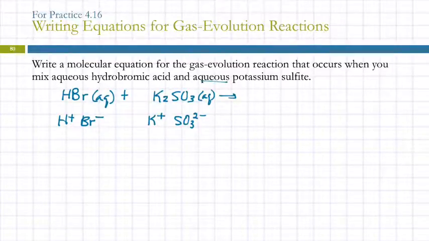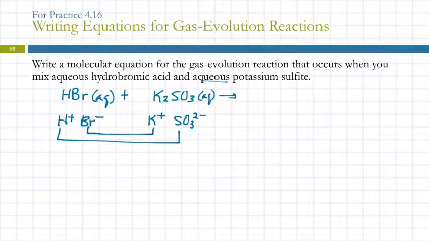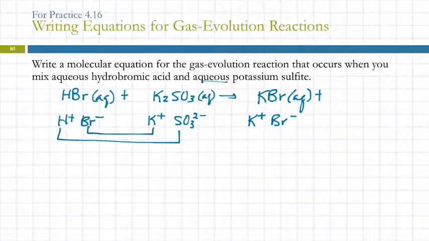They're not telling me what the products are, although they're giving me this big old hint, gas evolution reaction. How do we predict the products? Swap partners. So we're going to put potassium with bromine and hydrogen with sulfite. So here I've got potassium with bromine, so it's going to be KBr. Soluble or insoluble? Soluble. All potassium compounds are soluble. So that's aqueous. And then I've got H+ with SO3 2-. When I put those two together, I get H2SO3.